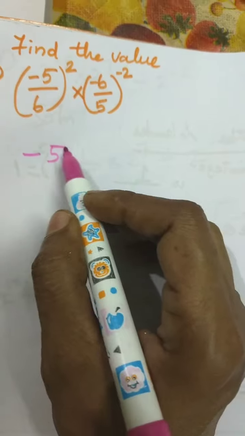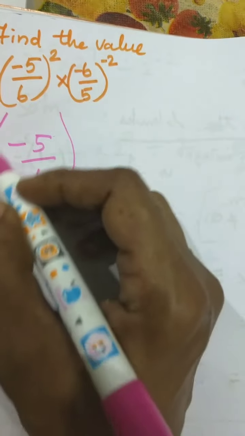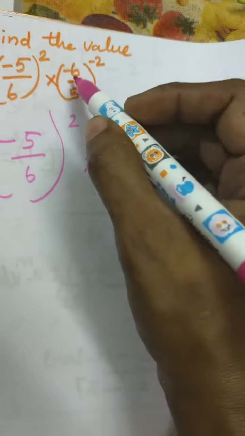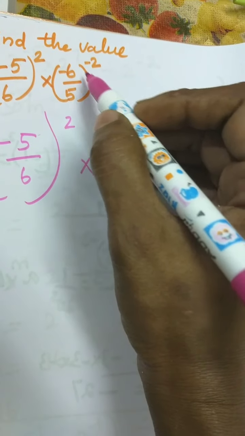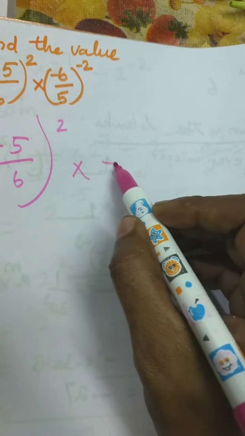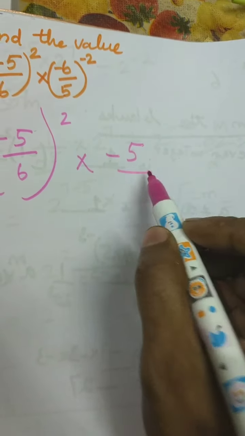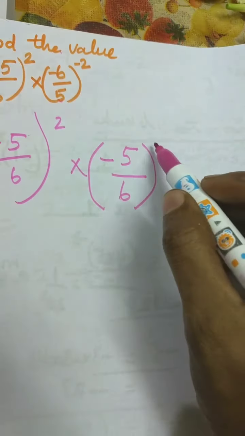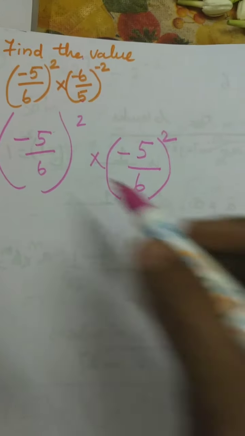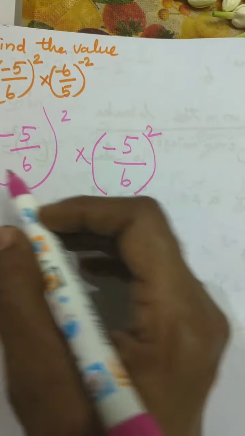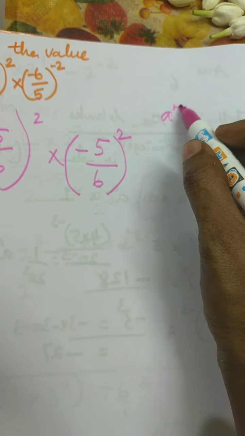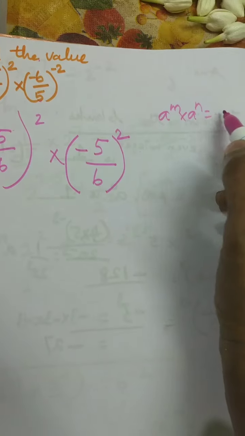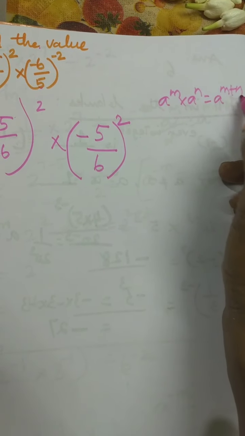Now we shall see, find the value of minus 5 by 6 the whole power 2 into, here the power is negative. So you have to make the negative sign positive first. You change to reciprocal, then it will come as positive. Now both the bases are same. So a power m into a power n equal to a power m plus n.